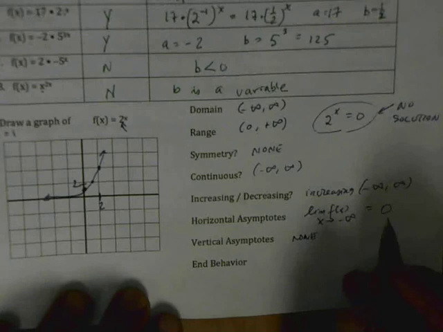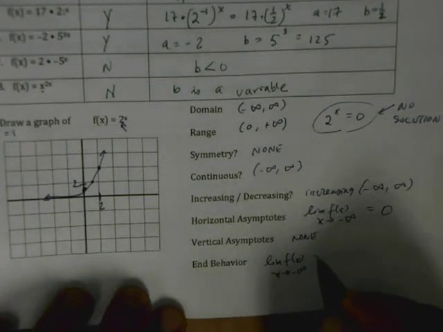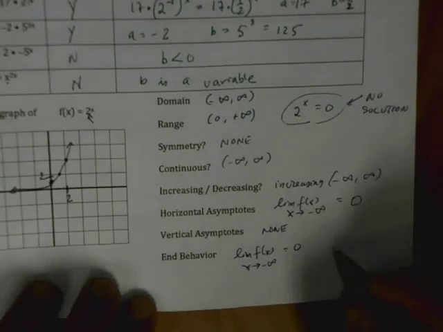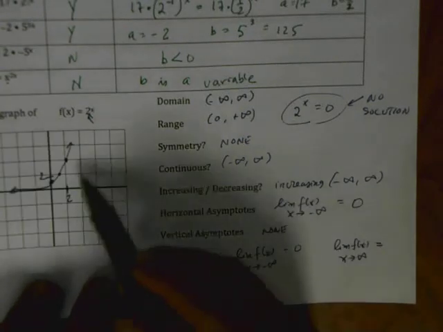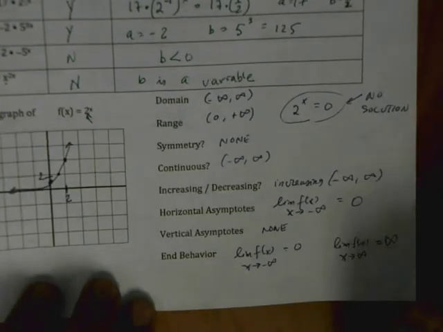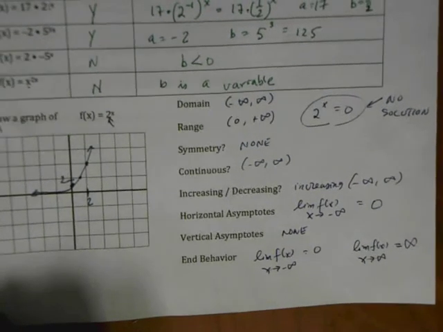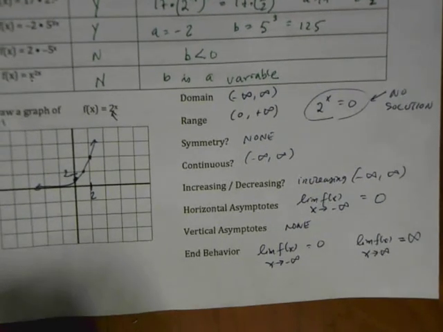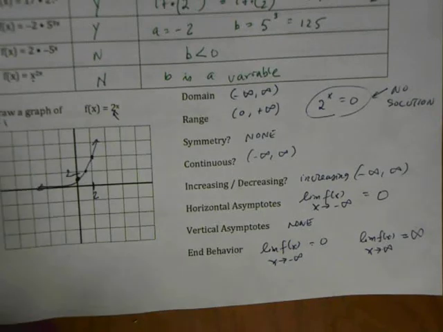And the end behavior, we already got one part right here. I'll just rewrite it. Limit of f of x as x approaches negative infinity is 0. And the limit of f of x as x approaches infinity is infinity. This is just going to shoot up forever. Okay. And so there you have it. Just a quick analysis of this function. If you graph it, it'll help a lot.